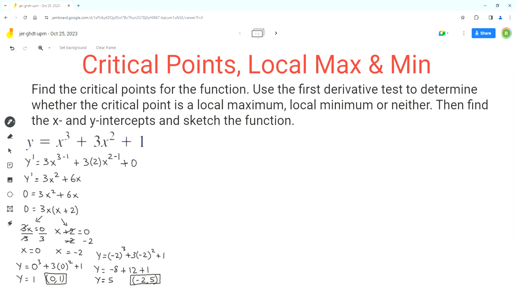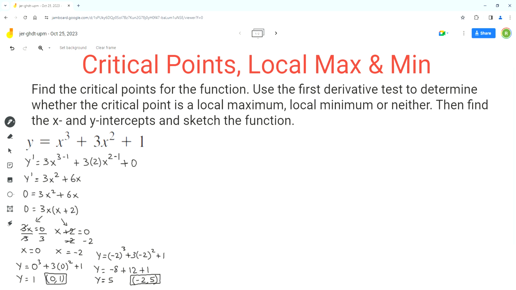Now we have to use the first derivative test to determine whether the critical point is a local maximum, local minimum, or neither. For that, we'll use the number line method to find whether the derivative of y is less than or greater than 0 on both sides of these critical numbers. We know that if the derivative is less than 0, that means the function is decreasing on that interval, and if the derivative is greater than 0, then the function is increasing on that interval.